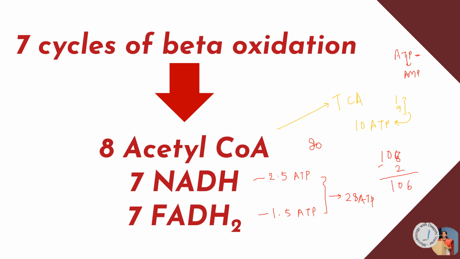This is what you get. 106 ATP is the net energy yield from one fatty acid molecule, from one palmitic acid molecule. Now in several books or papers or online you would find it as 129 ATP. That is again coming because of the assumption that one NADH gives you 3 ATP and one FADH2 gives you 2. That is why they have got 129. But the actual number of ATP that we get from one palmitic acid is 106 ATP. So this was the energy yield from beta oxidation.